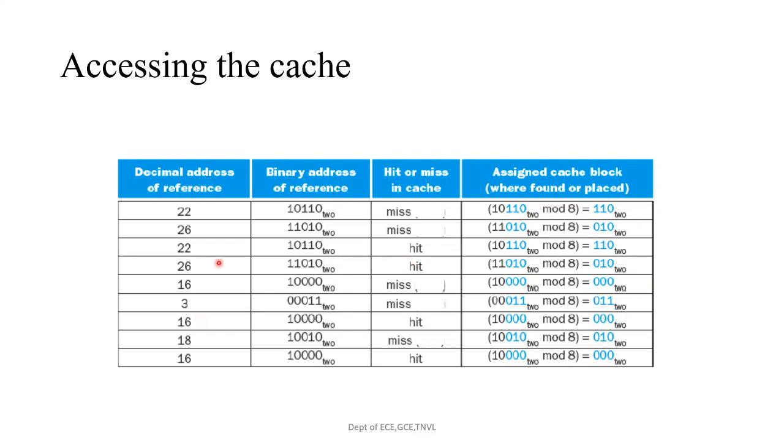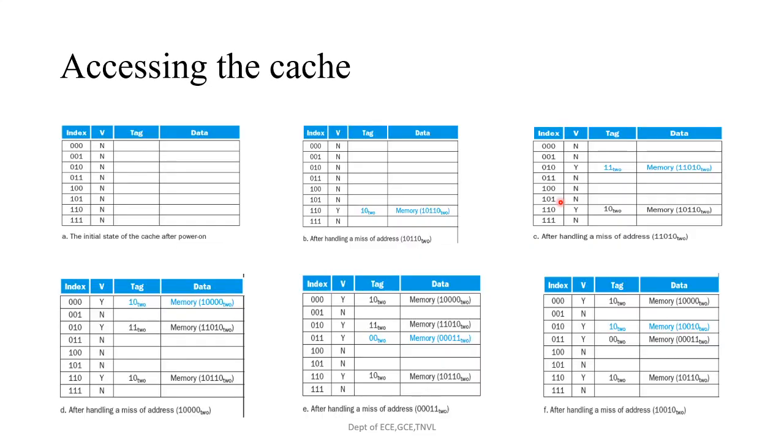So keep it in mind that we are having the 9 decimal references, and we are having the binary address for these references, and we are just mapping with the help of this direct mapping. We are mapping this to this cache memory, and these are all the addresses of the cache. If we see here, this is the initial state of the cache after the power on.